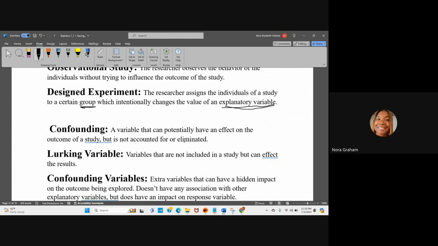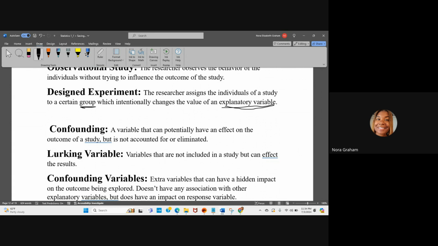Again, an example for this is if you wanted to do a study on lack of exercise and weight gain, that confounding variable could be how much one eats. So if you are doing a study on lack of exercise and weight gain, and you don't consider how much somebody eats as a variable, then that can be a confounding variable.